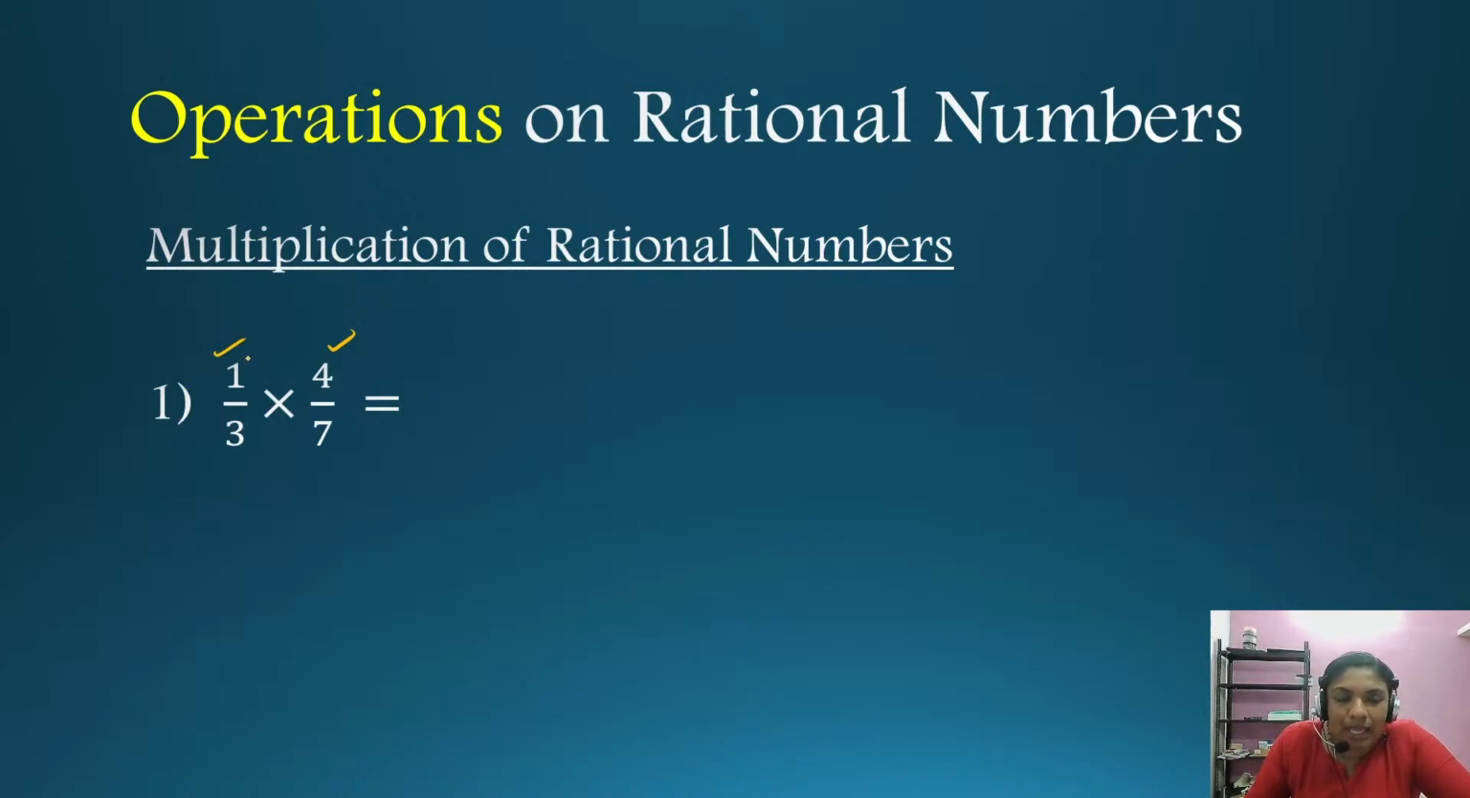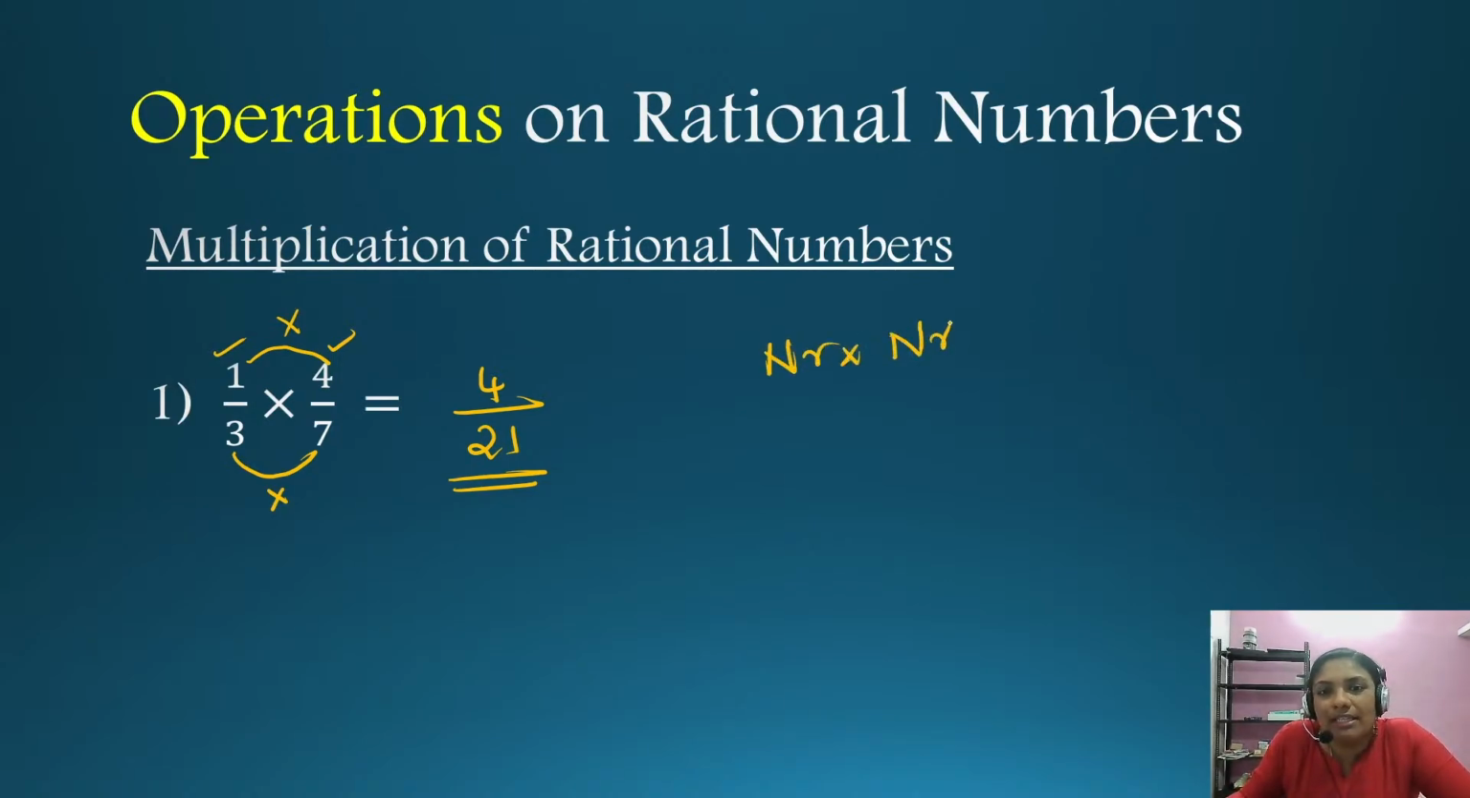You can multiply the numerators and write it in the numerator. 1 into 4, 4 by, then you multiply the denominators and write it in the denominator part. 3 sevens are 21. So the answer is 4 by 21. What did we do? Numerator into numerator by denominator into denominator. Simple, right?